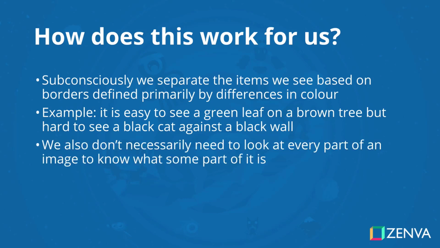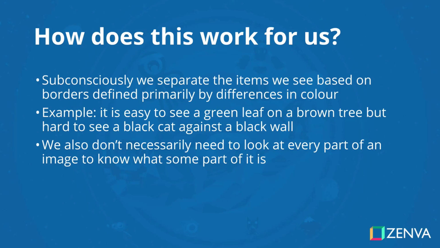Now, we don't necessarily need to look at every single part of an image to know what some part of it is. Take, for example, if you have an image of a landscape, okay? So there's maybe some trees in the background, there's a house, there's a farm or something like that, and someone asks you to point out the house. Well, you don't even need to look at the entire image. It's just as soon as you see the bit of the house, you know that there's a house there and then you can point it out.